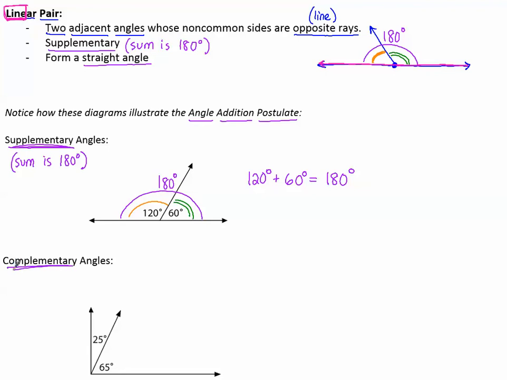Similarly, complementary angles, remember these are angles where the sum is 90 degrees. Notice in this picture that we have this right angle. Right angle is 90 degrees. It's made up of two angles that are adjacent to each other. Let's add those using the angle addition postulate. 25 degrees plus 65 degrees equals 90 degrees. These are complementary angles. Using the angle addition postulate, they add up to 90 degrees, the right angles shown in the picture.